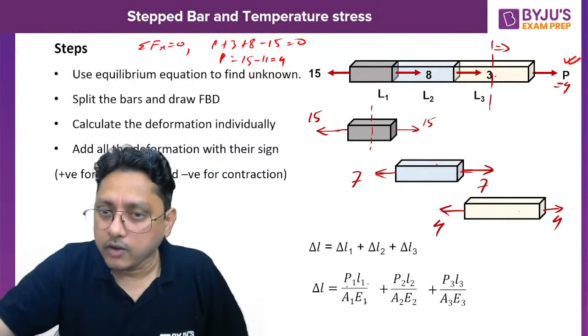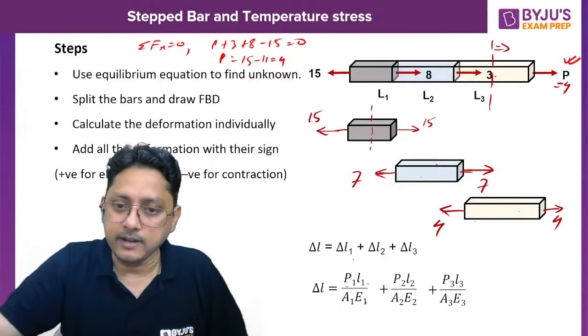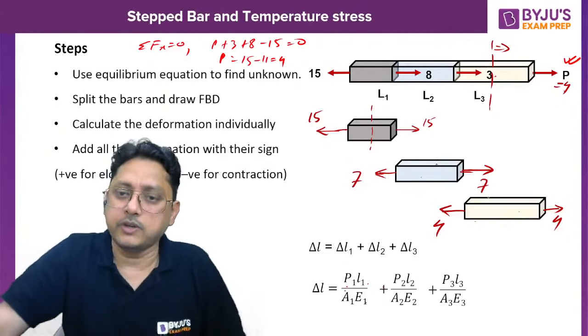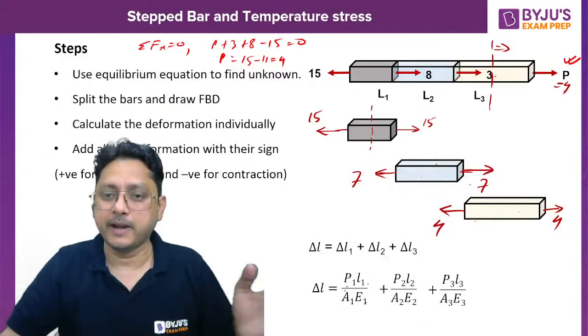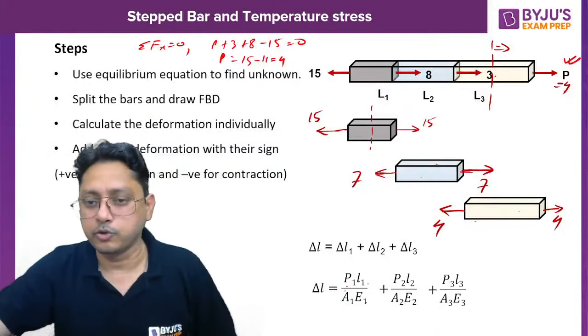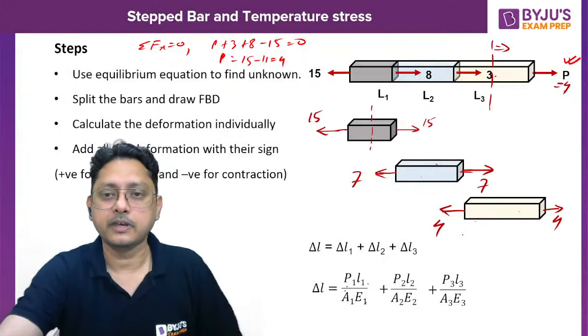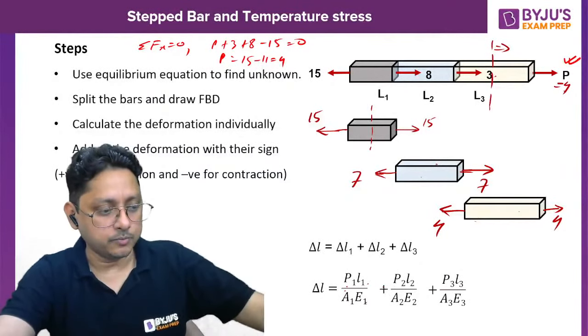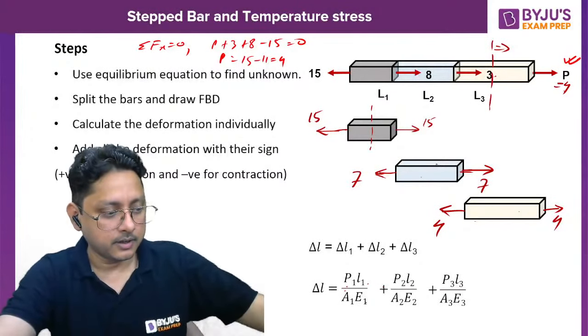Based on that, all of them are tensile and elongating, so all of them I will put as plus. Suppose one of the blocks is going to get contracted due to some compressive force, then of course I am going to use the negative sign for that one. If you have any doubt till this problem, please tell me, otherwise we'll move forward.